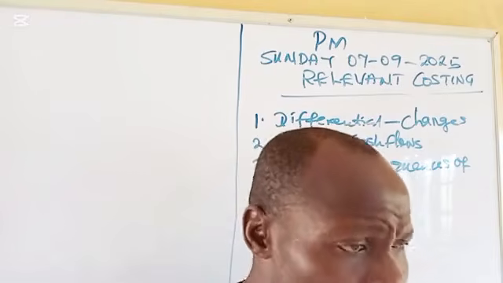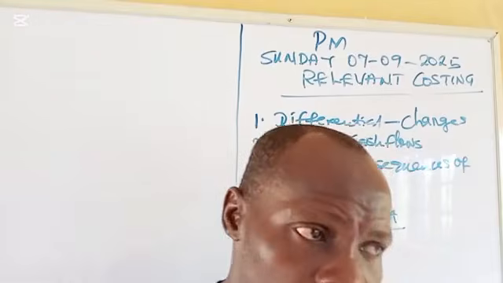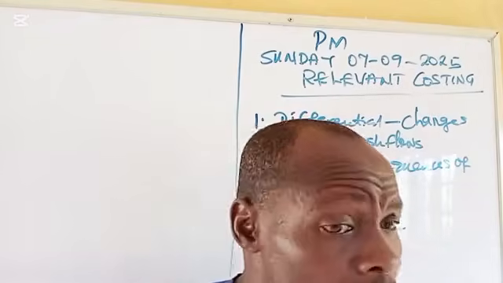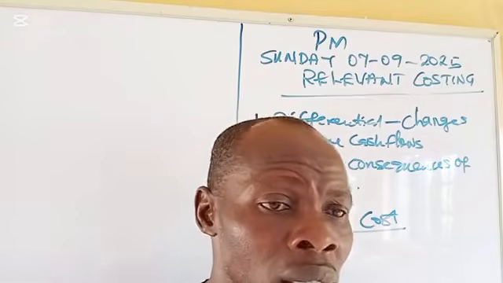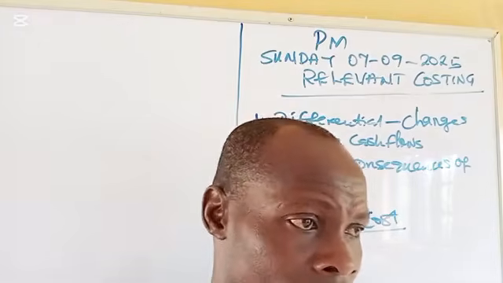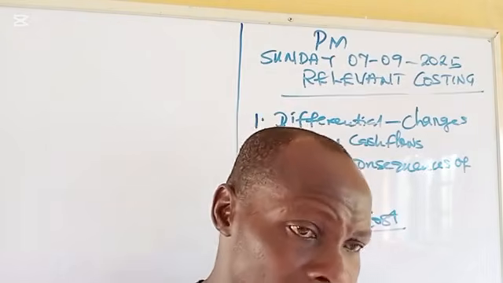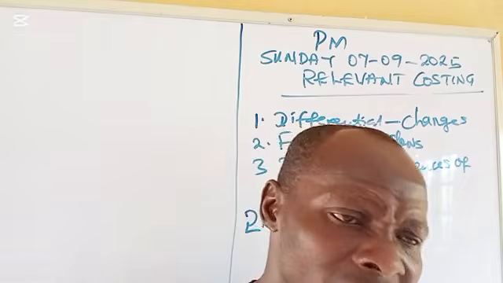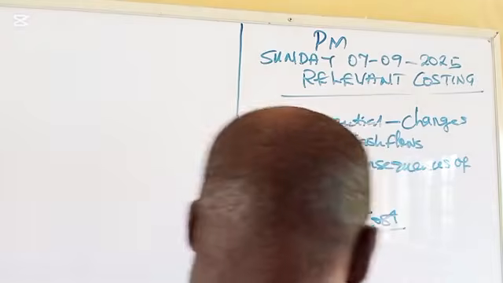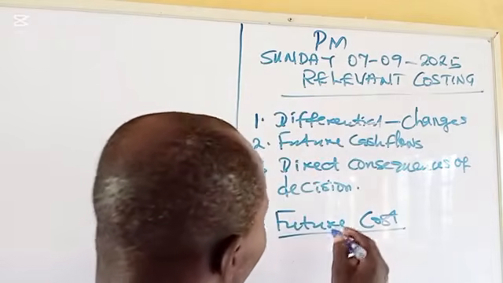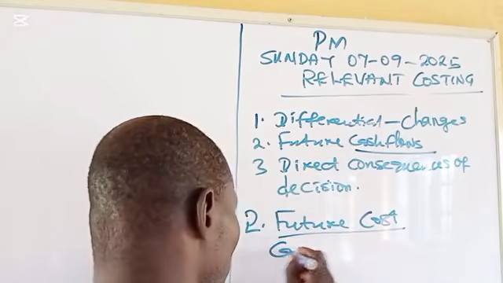Those past costs we refer to as sunk costs. Examples of sunk costs include the preliminary expenses, the research and development expenditure, the past research expenditure. Those costs are not relevant. Then we say cash flows, future cash flows.